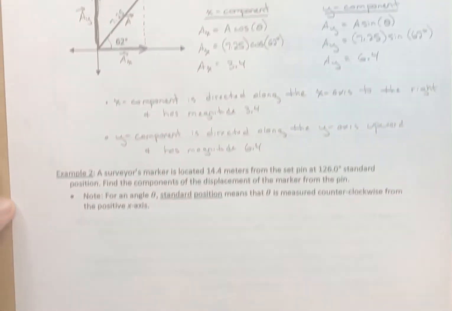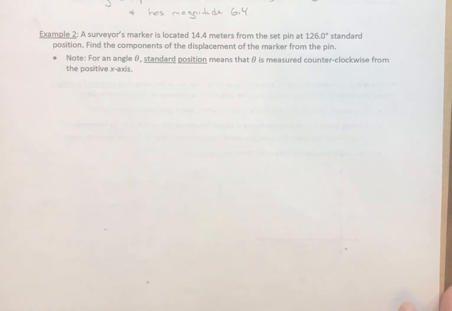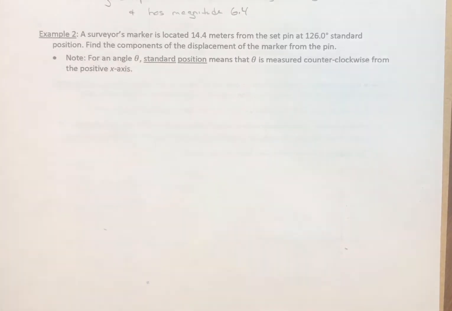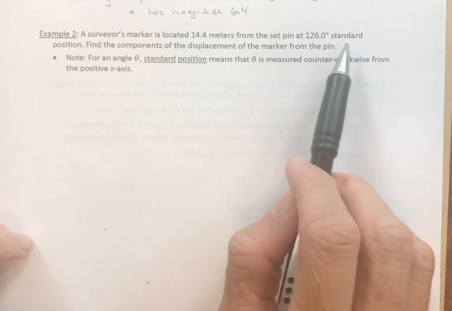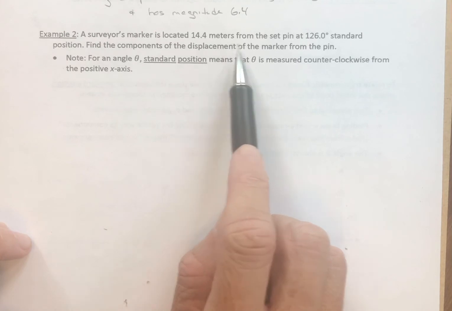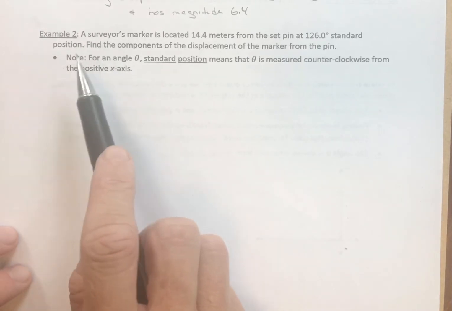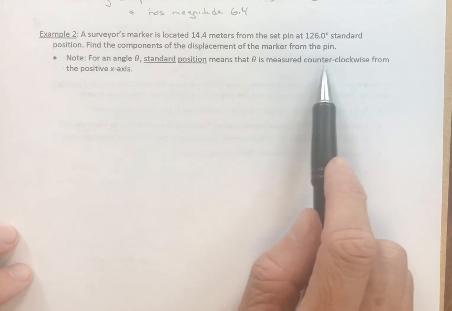Okay, let's look at a couple real-world problems, or real-life situations. A surveyor's marker is located 14.4 meters from the set pin at 126 degrees standard position. Find the components of the displacement of the marker from the pin. When we say an angle is in standard position, we want to remember that means this angle is measured counterclockwise from the positive x-axis.